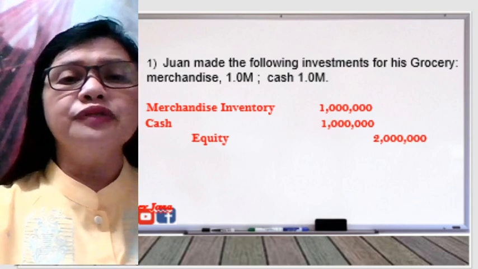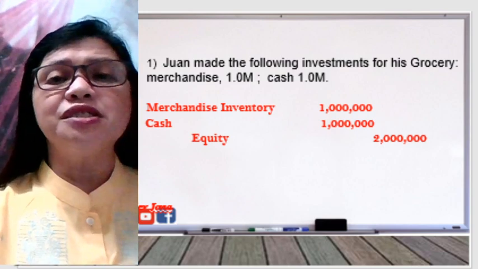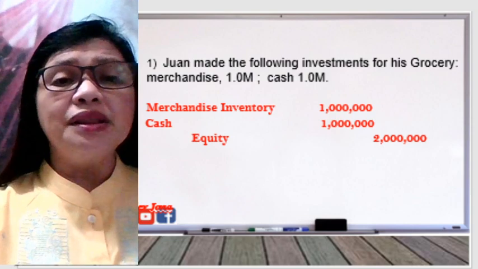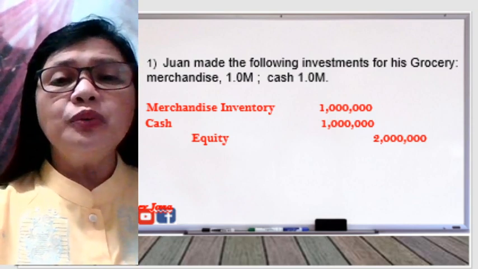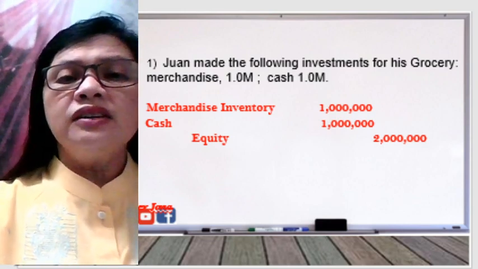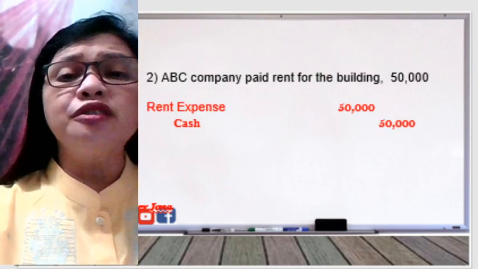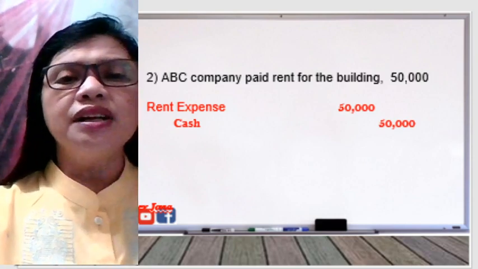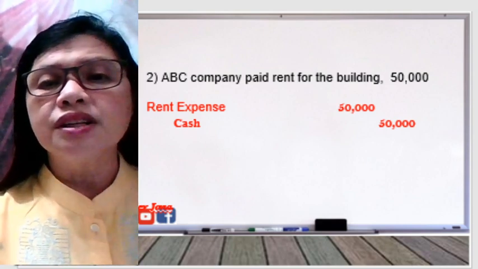Number one entry: Juan made the following investments for his grocery. Merchandise 1 million, cash 1 million. So we debit merchandise inventory and we debit cash, 1 million, 1 million. So it will give us 2 million for equity. Okay. Next we have number 2: ABC Company paid rent for the building, 50,000. So rent expense is a normal debit account, but we deducted our cash account, so credit cash 50,000.